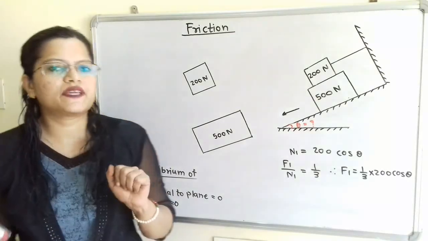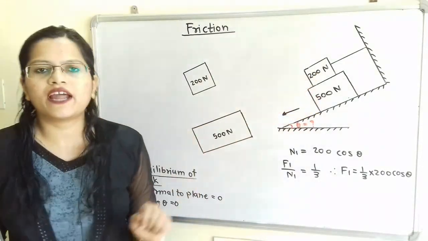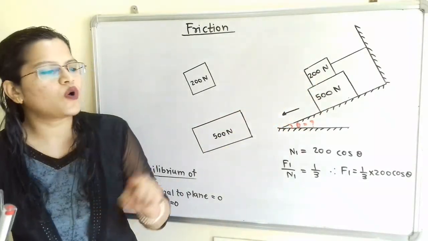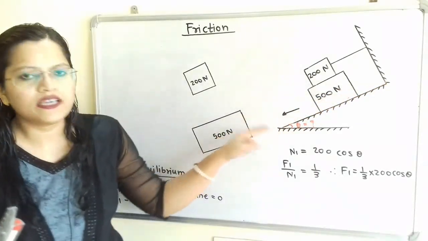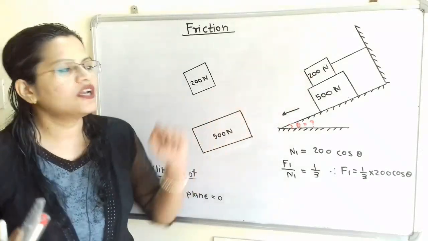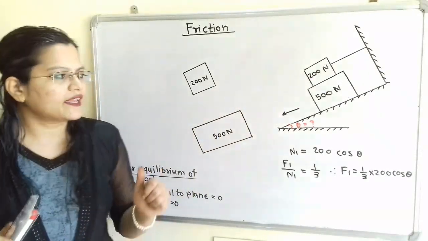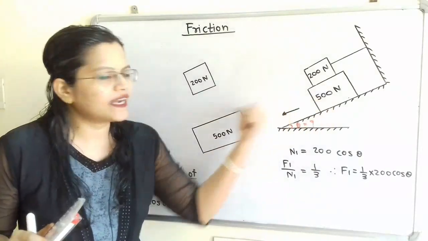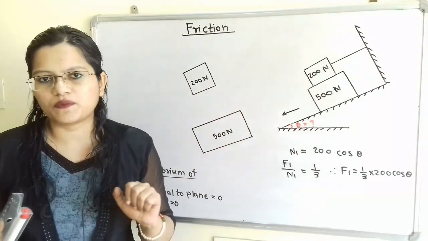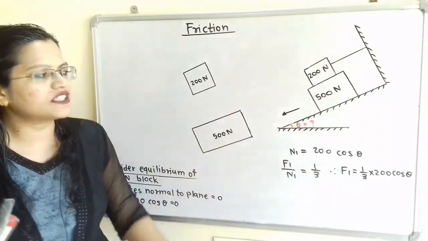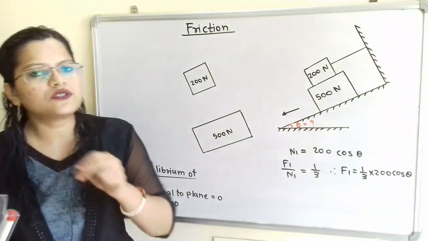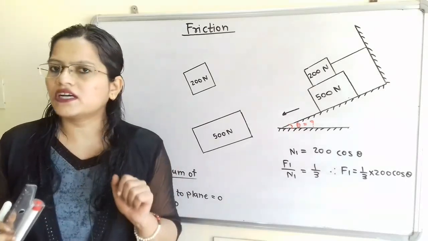We will first draw the free body diagram of this 500 Newton and 200 Newton block. Now if we observe this 500 Newton block, its lower surface is in contact with the inclined surface and its upper surface is also in contact with the 200 Newton block. So when it starts to move in the downward direction, we have to show the frictional force in the opposite direction of the motion. Now this motion of the 500 Newton block is parallel to the inclined plane, so the frictional force also has to be shown parallel to the inclined plane.